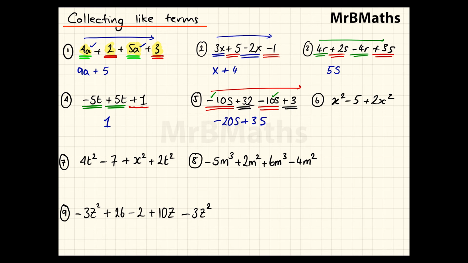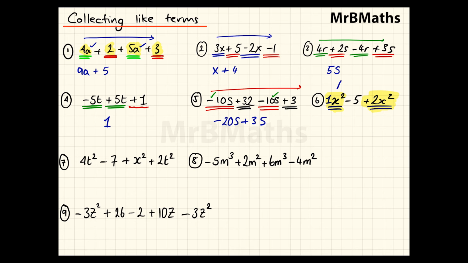Right, now moving on to question 6. When we're collecting terms, they just have to be alike. Okay, so if I look at this first one, it's x squared. So I need to scan this expression for other terms that have x squared in it, which is this one here. Okay, now don't forget, this is 1x squared, so I can leave that written there if that makes it easier for you to see. So I've got 1x squared plus 2x squared.